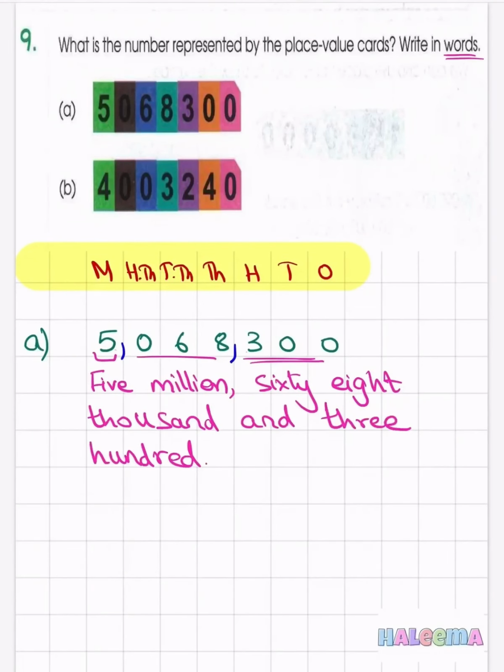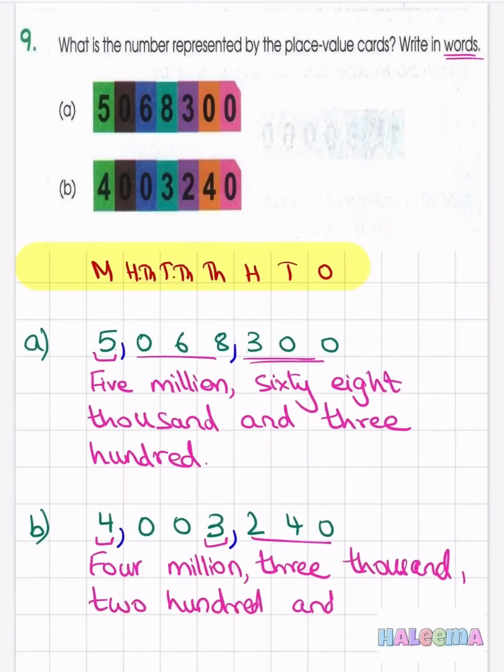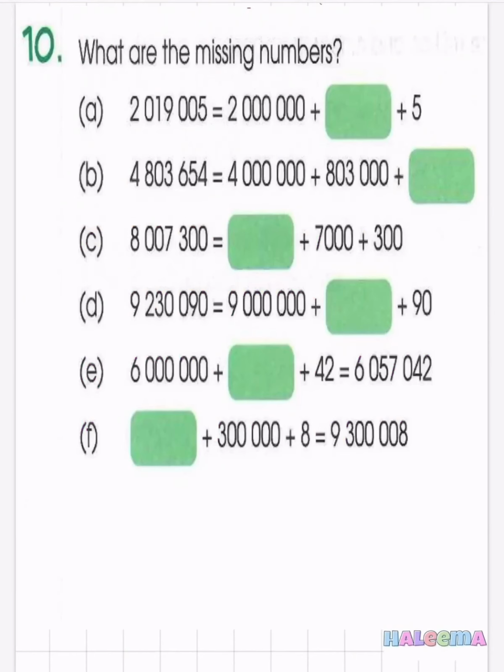5,068,300. Moving on to part B, first thing we're going to do is write the numbers under the place value chart. It's going to be 4,003,240. Let's divide the number. 4,003,240. This we're going to write in words. 4,003,000. Now this part, 240.